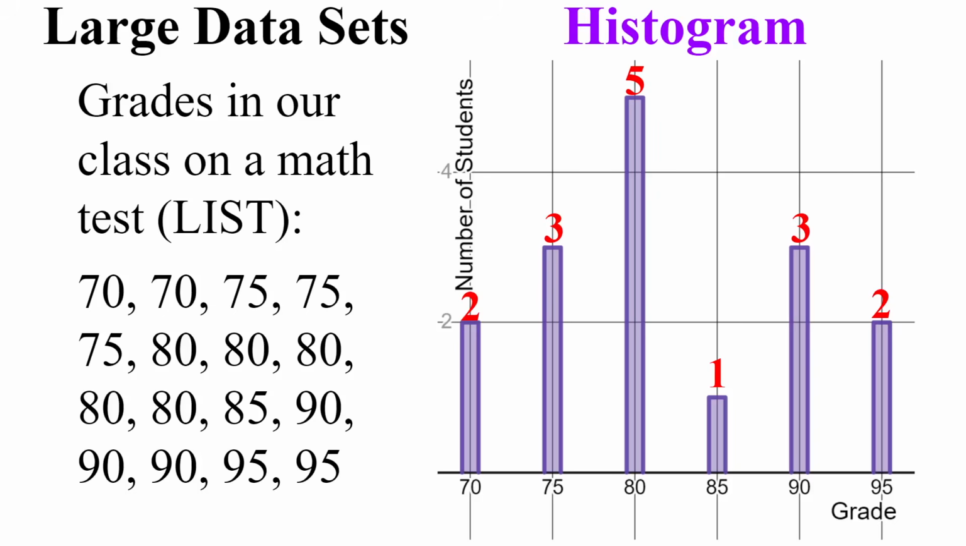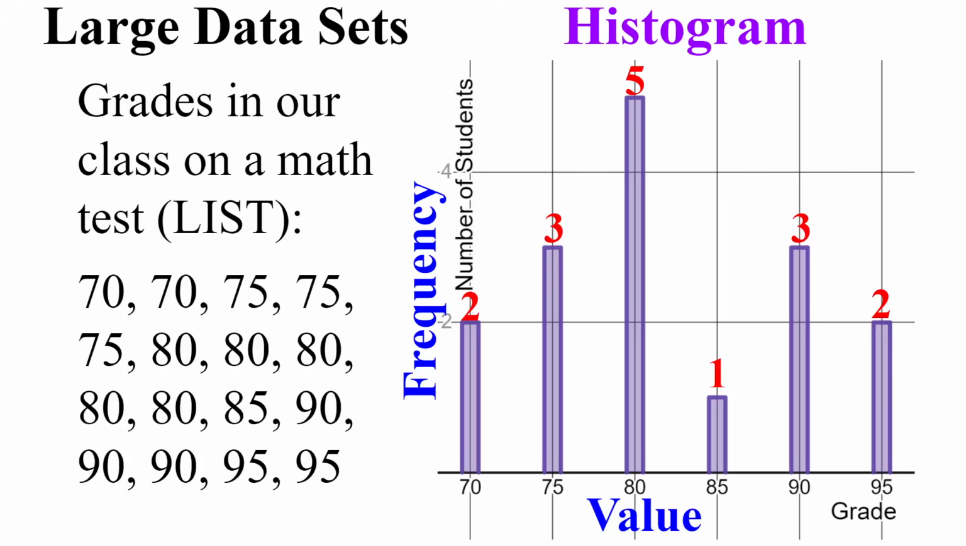So 2, 3, 5, 1, 3, 2, just to make that easier so I don't have to keep reading the graph over and over again. And as we said, the x-axis is always going to be the value, and the y-axis is going to be the frequency. So why am I doing this with you guys? This is confusing for lots of people, okay?